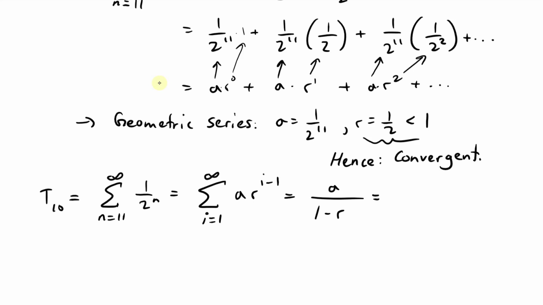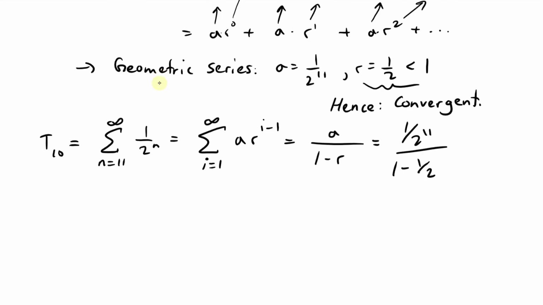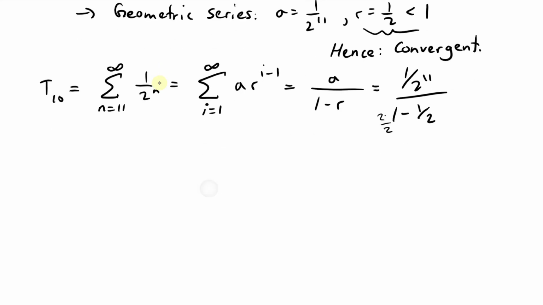So in other words, this entire remainder is going to equal a, which is 1 over 2 to the 11, over 1 minus r, which is right here, 1/2. So what we have here equals 2 over... we could just do 1 minus 1/2. That's just going to be, well, 2 over 2, common denominator. So 1 minus 1/2 is a whole number minus a half, which is just a half, or 2 minus 1 is 1 over a common denominator of 2. So what we're going to get is, this just equals 2.